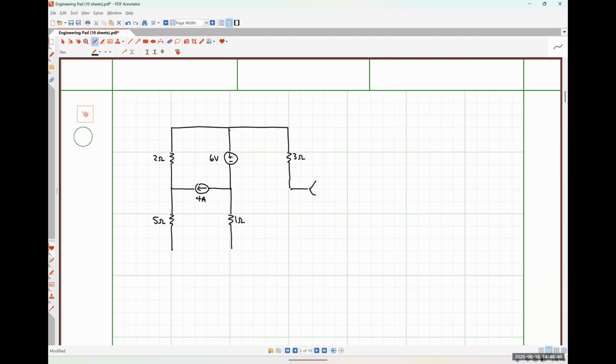I'm going to put a dependent voltage source here. Let's put positive polarity on the right, negative polarity on the left, and let's make this guy 3Vx. Let's put a dependent current source over here. Let's make this guy 1/4 of Vy.